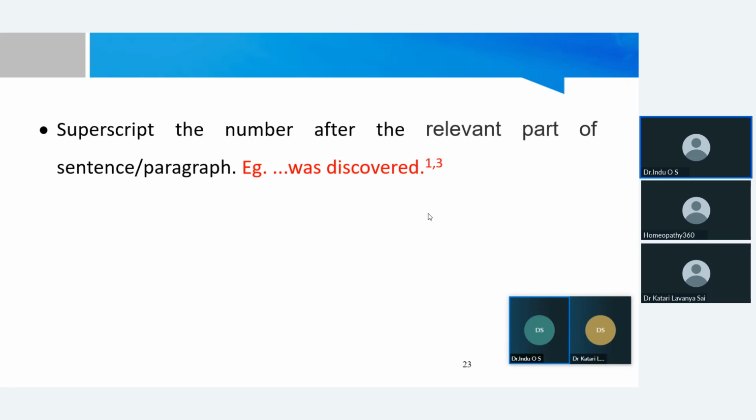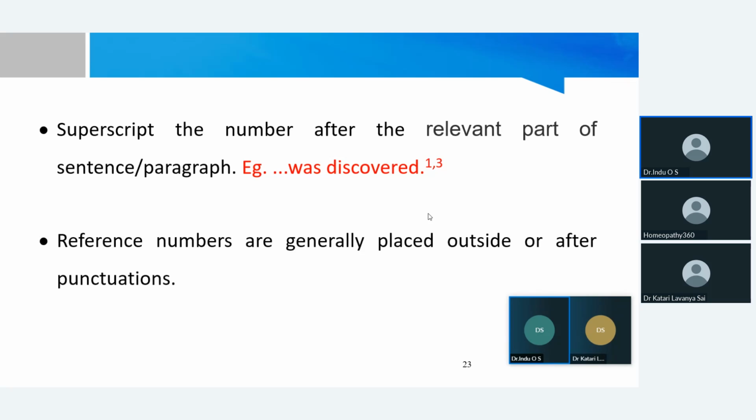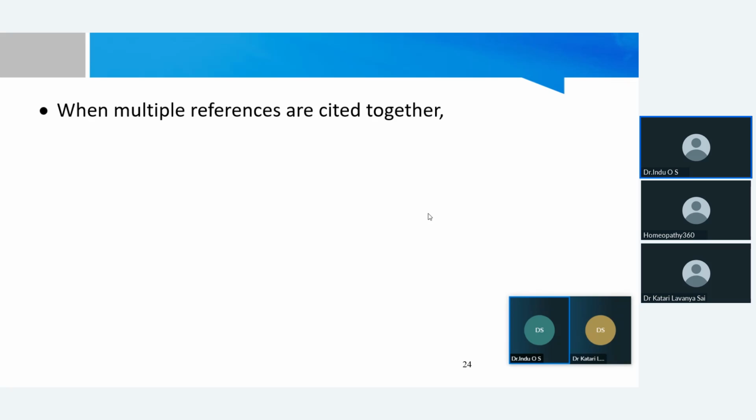Yeah, next. Superscript like this you can use for in-text citation. So here is 1 comma 3. Both 1 and 3 in the reference or bibliography, those two sources are taken for this particular topic. So after a sentence, if you are doing like this, it means the reference 1 and 3 are what you have taken the point from. Got it? So superscript the number after the relevant part of the sentence or paragraph.